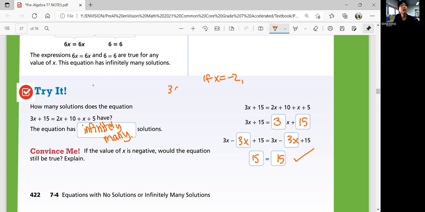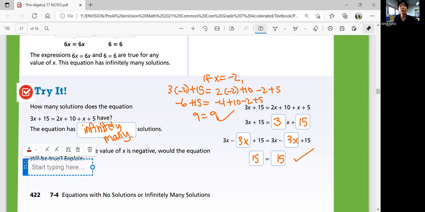So 3 times negative 2 plus 15 is equal to 2 times negative 2 plus 10 minus 2 plus 5. Okay, we're substituting negative 2 into the x. You get negative 6 plus 15, and then negative 4 plus 10 minus 2 plus 5. And that's going to be 9 is equal to 9. Okay. So yeah, it also works. So no matter what number x is, it's going to work.